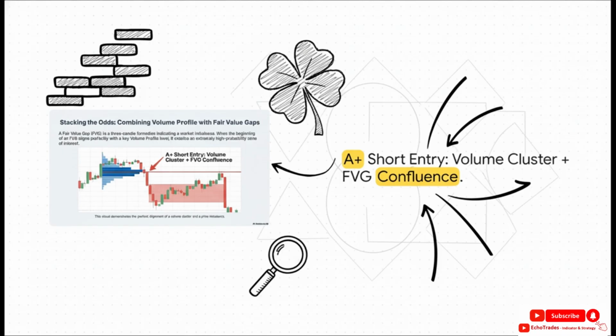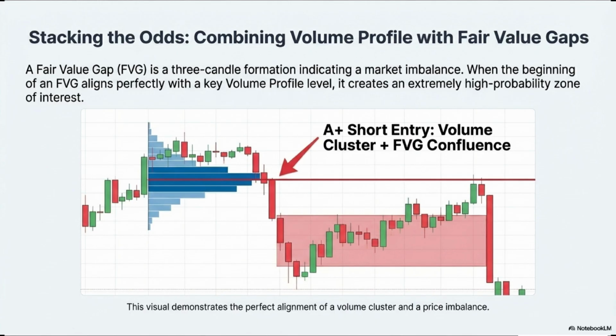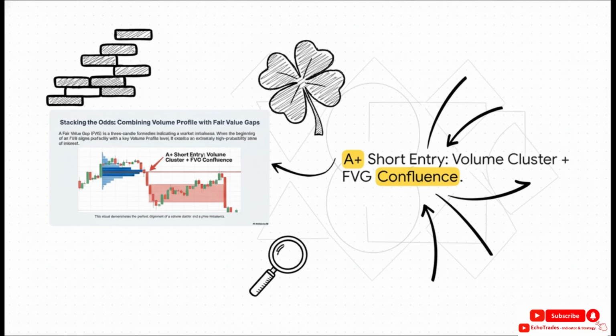A killer example is combining our volume profile setup with a fair value gap, an FVG. An FVG is just a little price inefficiency that shows a market imbalance. But man, when the edge of one of our heavy volume clusters lines up perfectly with an FVG, you've just found yourself an A+ high probability setup.